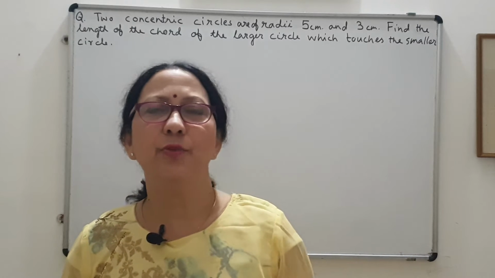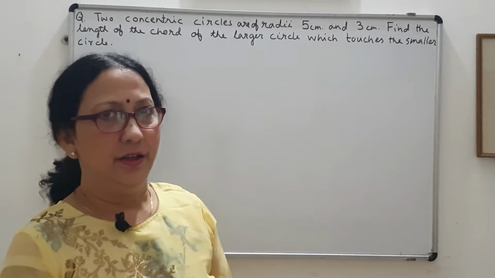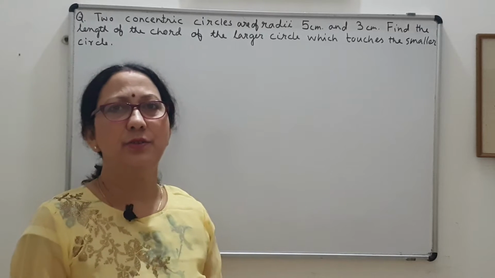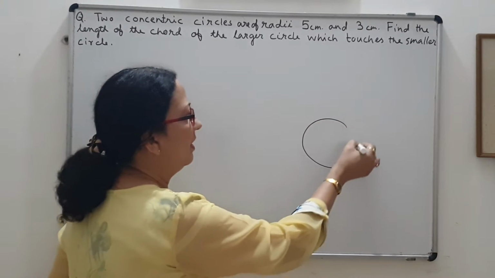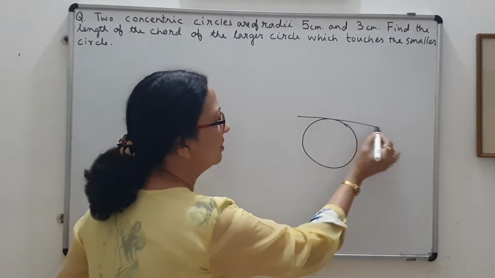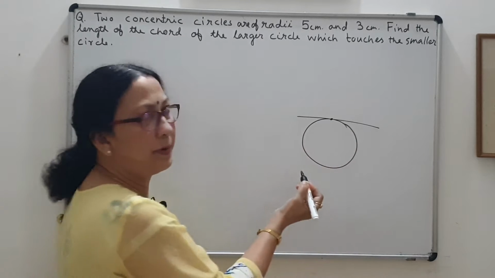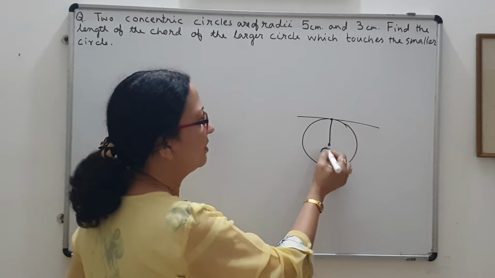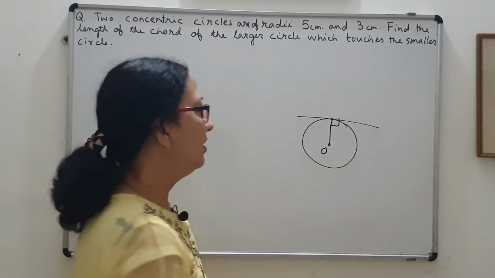So the first theorem was that the tangent to a circle at any point is perpendicular to the radius through the point of contact. That is, if you had a circle and you consider any tangent, then this was the point of contact, and this tangent would be perpendicular to the radius through this point of contact. This is the center.